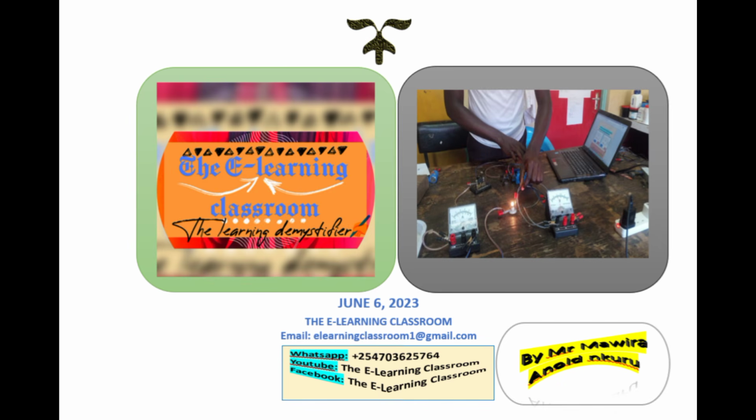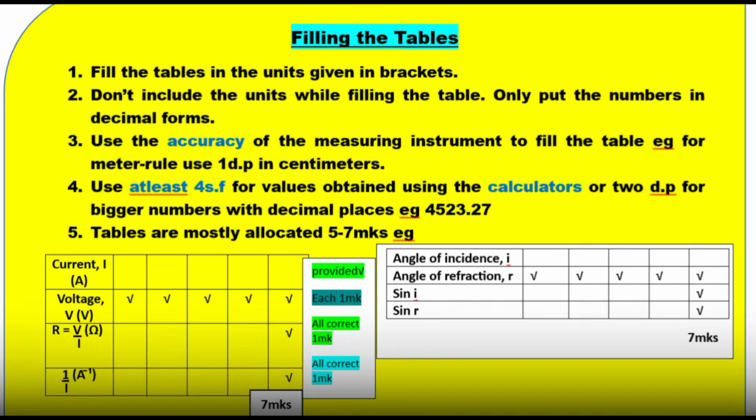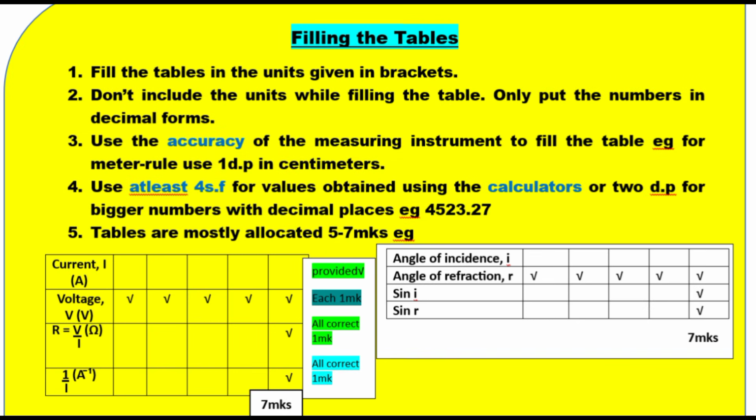So that's all about the second session on the topics tested and the concepts tested. So I want us now to go to the third part, on filling of the tables, how you should fill the tables in physics practical. So first of all, number one, fill the tables in units given in the bracket. That means in the bracket they will give you the units where applicable, so you should fill the table in those units that you're given in the brackets.